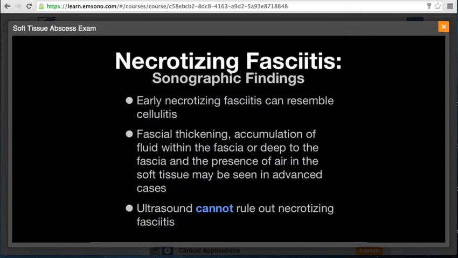What are the sonographic findings of necrotizing fasciitis? Well, early necrotizing fasciitis can resemble cellulitis. As the infection progresses, you'll see fascial thickening, accumulation of fluid within the fascia or deep to the fascia, and the presence of air in the soft tissue may even be seen in advanced cases. It's important to remember that ultrasound cannot rule out necrotizing fasciitis.